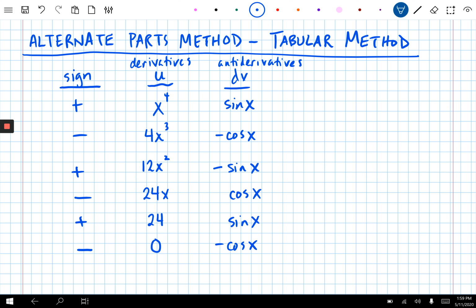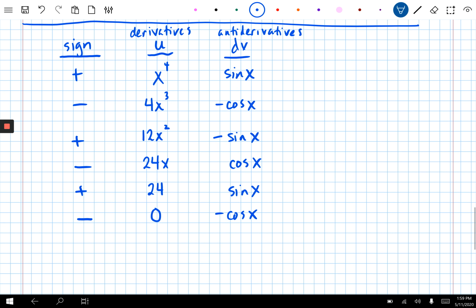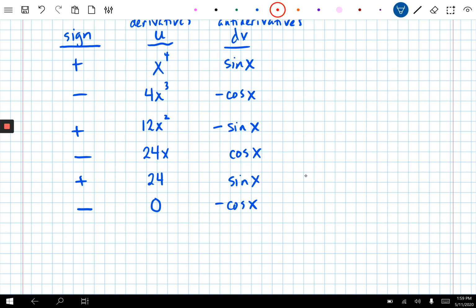All right, so you're like, hey, well, that was fun. Now what do we do? Here's what we're going to do. We're going to start with the first plus. We're going to go straight across and then go one down. So my first term is going to be x to the 4th times negative cosine of x.